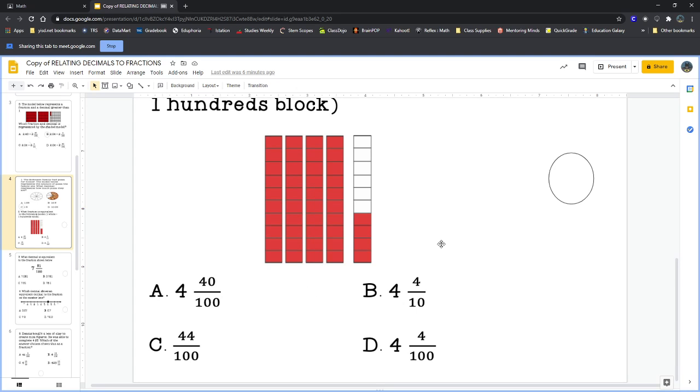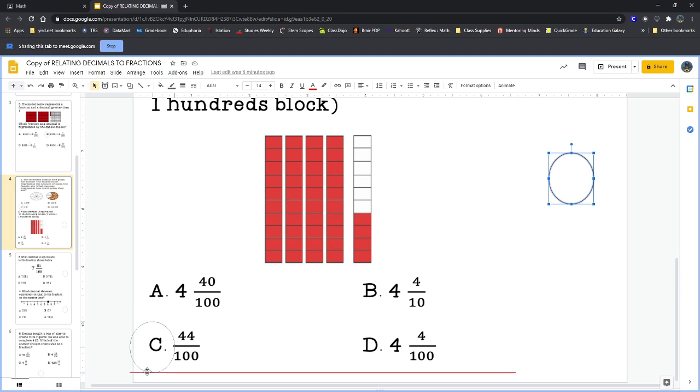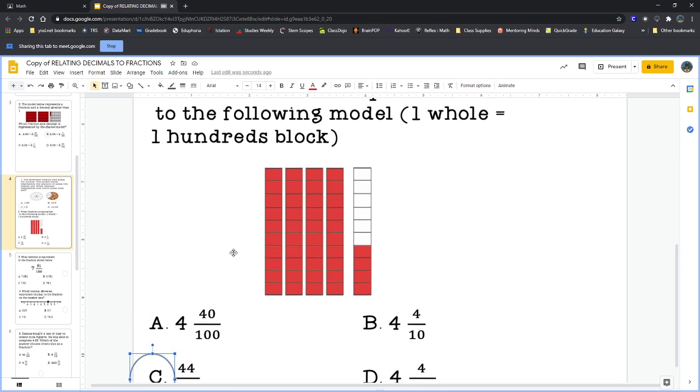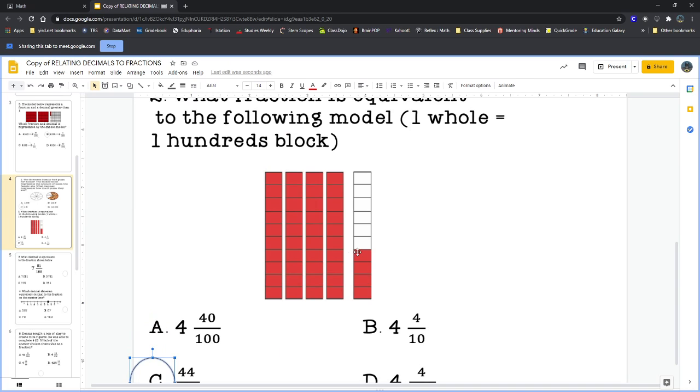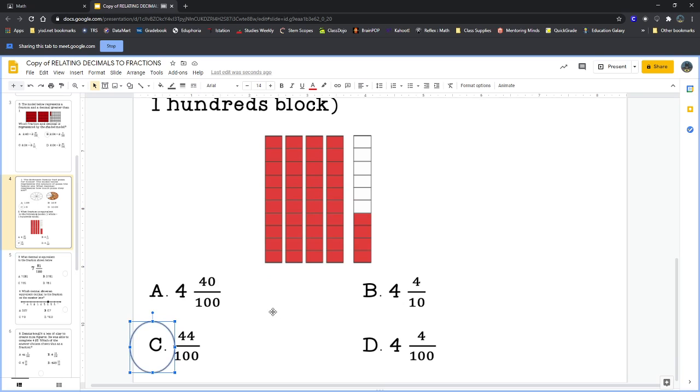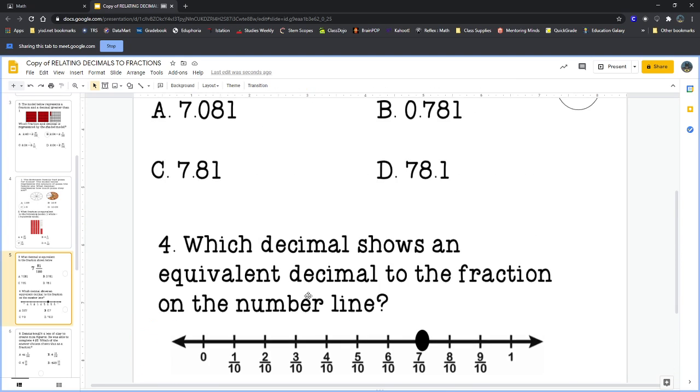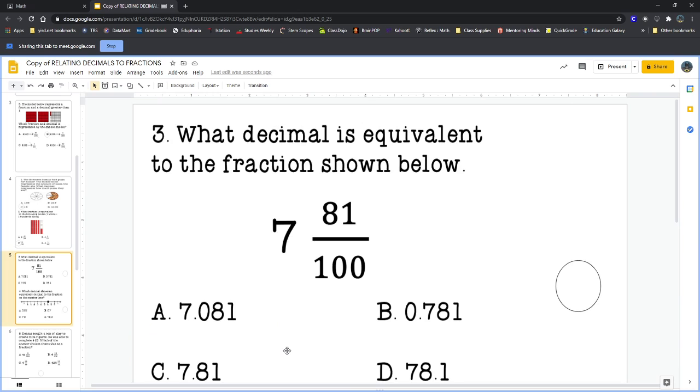For this problem, the answer choice that's correct is answer choice C. 44 out of 100. If I don't have the whole hundreds block, the big square, not even one of them, there's no way I could have 4 whole squares colored in. So this one would have to be 44 out of 100. Okay, on to the next page.